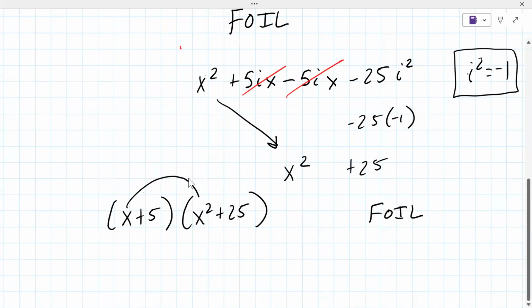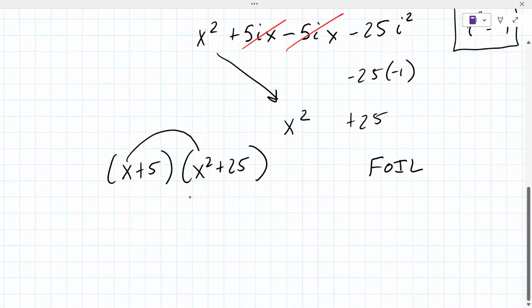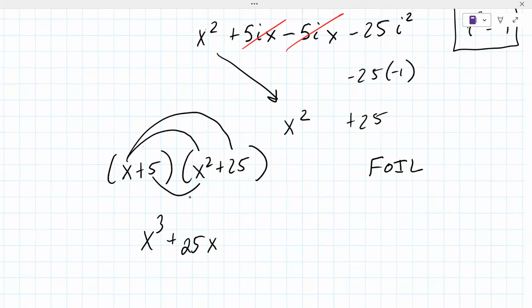What does that become? x cubed, good. And then x times 25. What does that become? 25x. 5 times x squared. What does that become? 5x squared. There's no x to go with it, so it's just 5 times the 1 that's in front of x squared. And then how about the last one there? 5 times 25. That becomes 125.